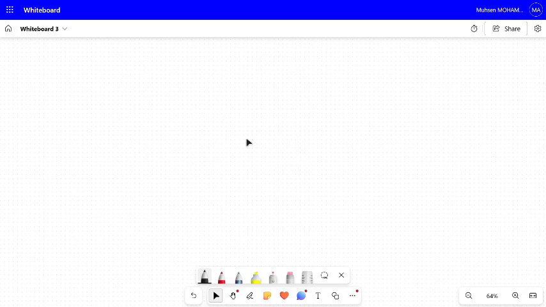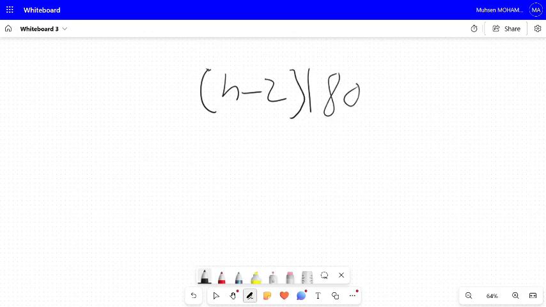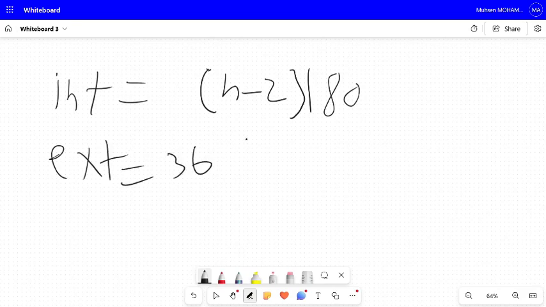Now, this video explains how to calculate the angles and how to find the interior and exterior angles. So we learned the rule n minus 2 times 180. This is how much the interior angles are, and the exterior angles of polygons are always equal to 360.